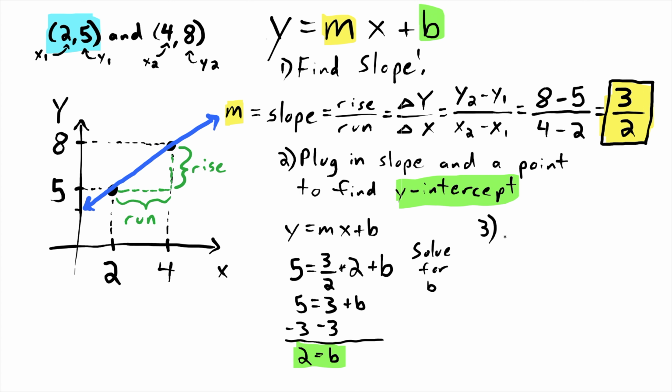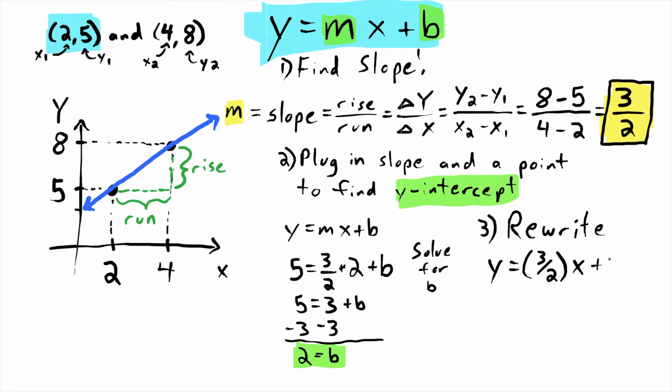We just need to rewrite the equation. So I'm just going to plug in the value of 3/2 for m and 2 for b and leave the x and y as letters. Y equals 3/2 x plus 2. And I'm done. That is the equation of the line that goes through these 2 particular points.